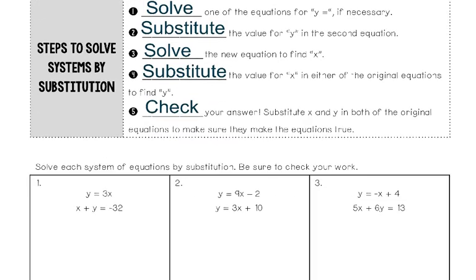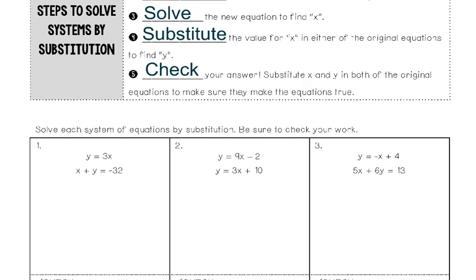So let's look at some more examples. I've got 3 of them here. We'll solve each of these systems by substitution and then check our work. And we can check that again by plugging in the x and y values into both equations, or we can check by doing the graphing method. So we'll do it both ways. Let's start with number 1 here. I have y equals 3x, and I have x plus y equals negative 32.